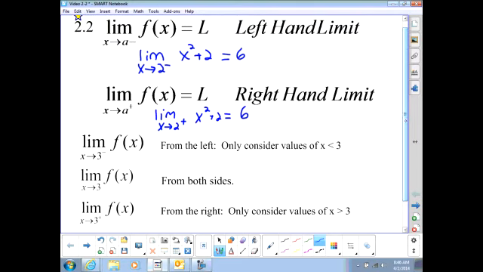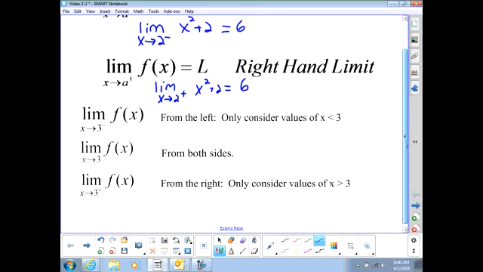We talked about the other day that in order for the overall limit to exist, the left-hand limit and the right-hand limit must be the same. Therefore, that's why it's important to be able to evaluate a left-hand limit and a right-hand limit on their own to determine if the overall limit exists.